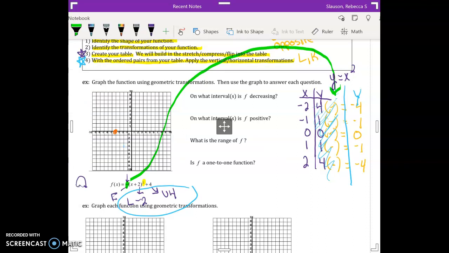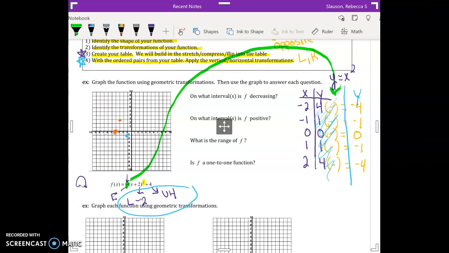And then I can go to -1, -1. So this is where it starts, but it's not going to stay there. That one is also going to go left 2, up 4. So if I just count over 2 and then up 4, it ends up right there.